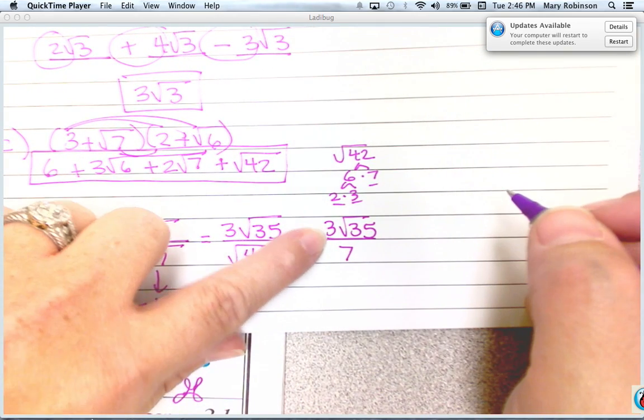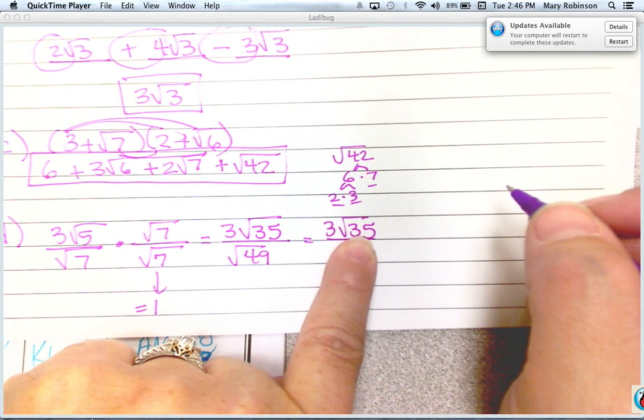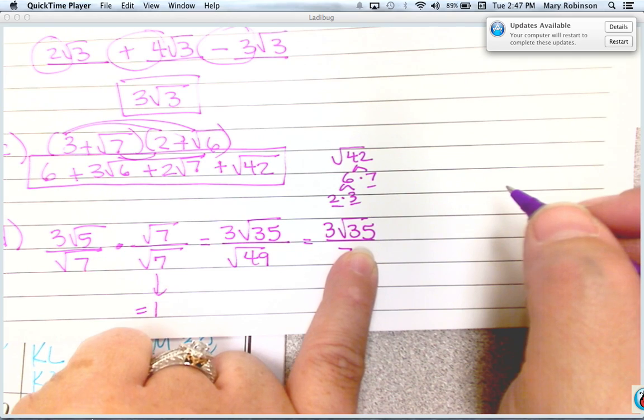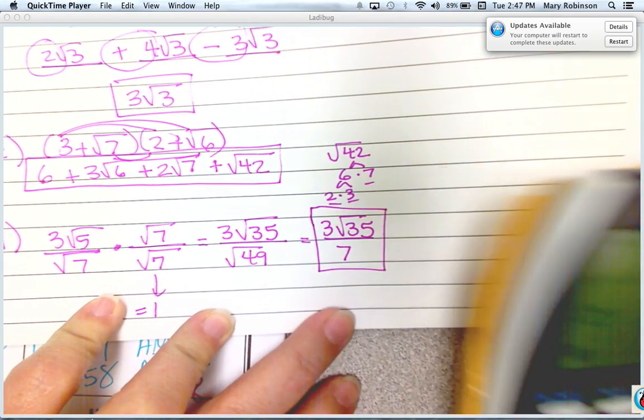Now, if you could reduce these numbers on the outside, you would. If you could reduce your radical, you should as well. But we know that 35 is made up of 5 times 7, both of which are prime, so we are not going to be able to pull out any pairs, so that should be our answer.